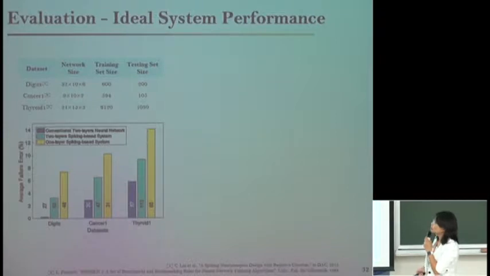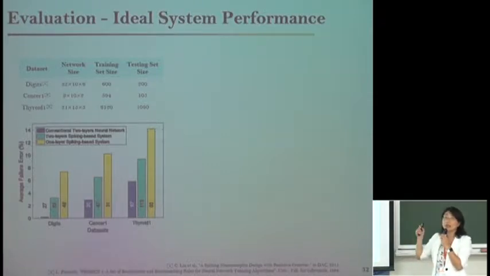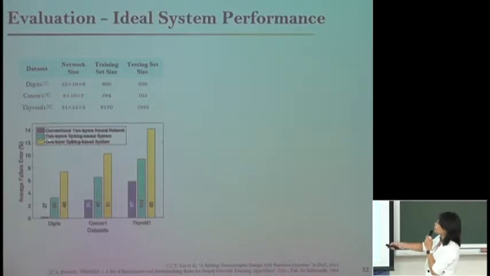Over here I show you some results for those networks. The y-axis is average failure errors, and the x-axis is the data sets. For each data set, the dark blue represents conventional two-layer neural networks. As you can see, they always present ideal training situations. They always have the lowest failure error rate.